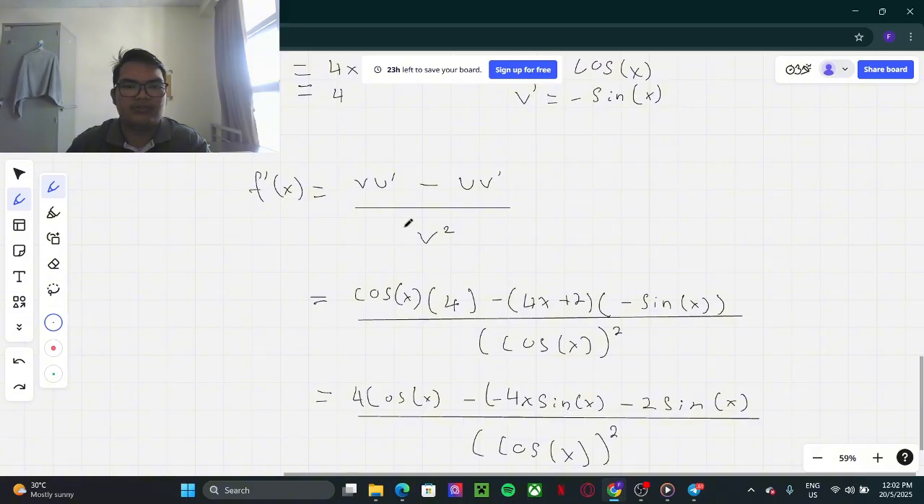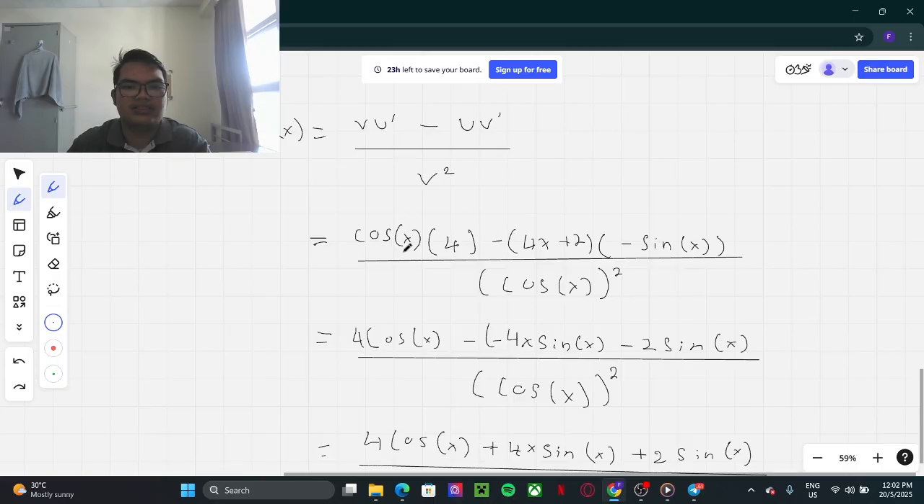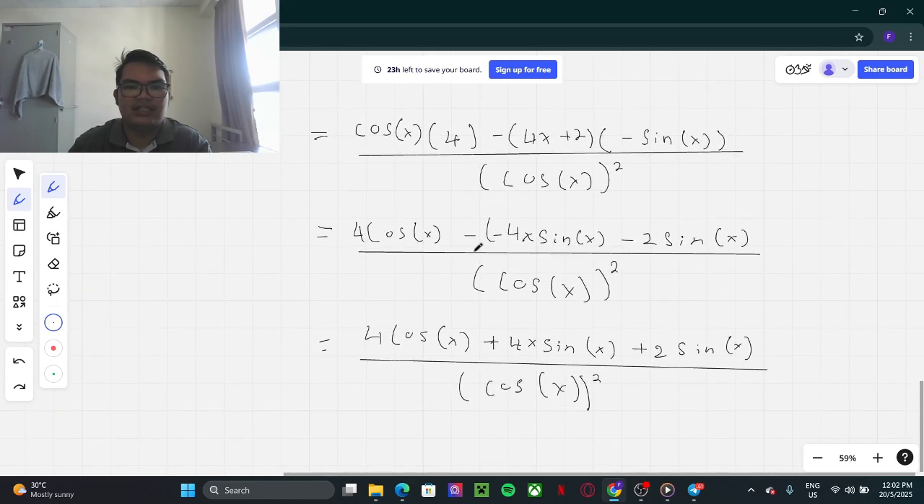After we know which formula we have to use, we just insert the numbers we get into the formula. So we will get cos x times 4 minus 4x plus 2 times negative sin x over cos x squared. And then after expanding the equation, we will get 4 cos x minus, and then in the bracket, negative 4x sin x minus 2 sin x over cos x squared.